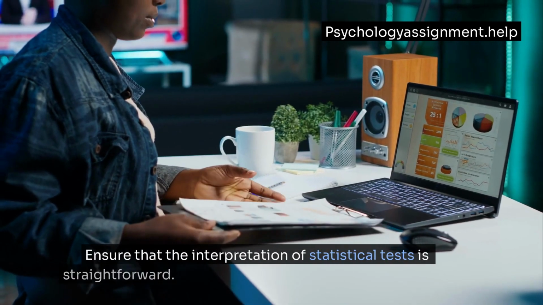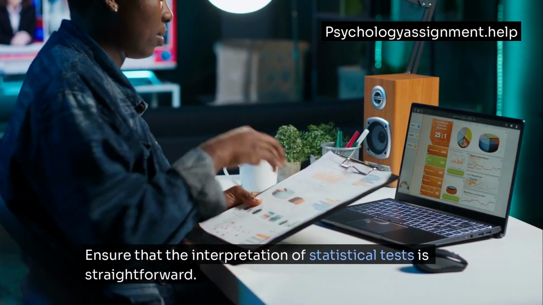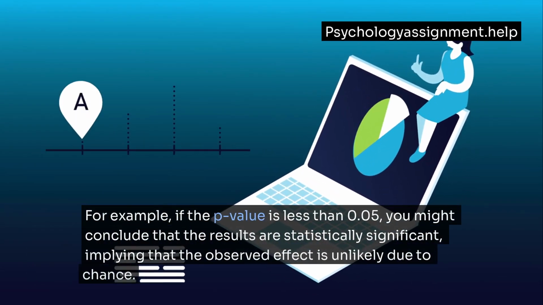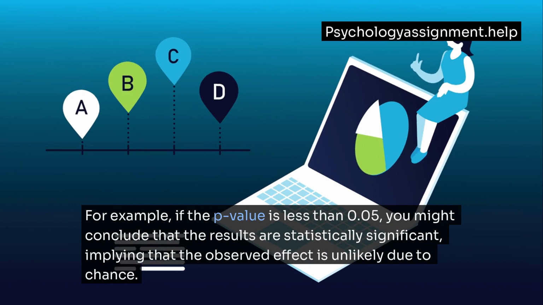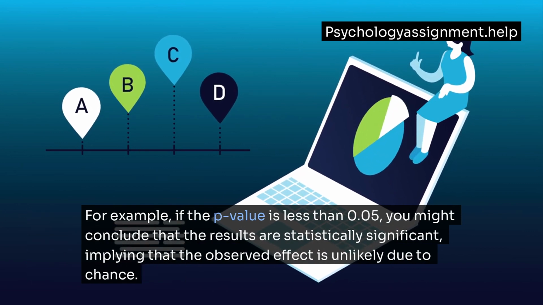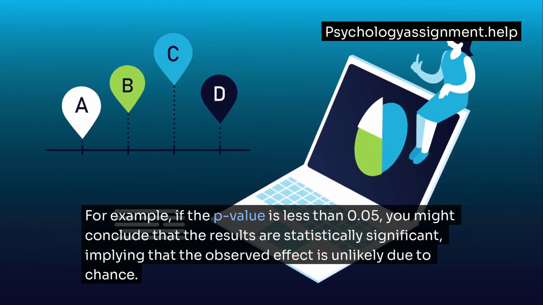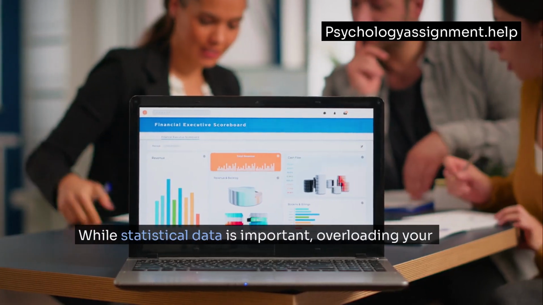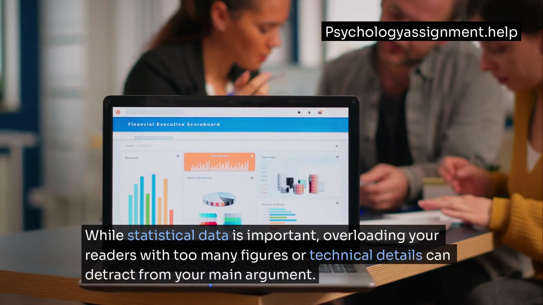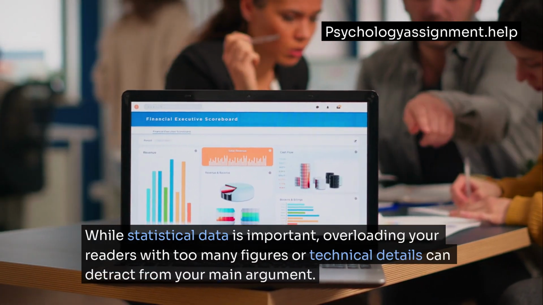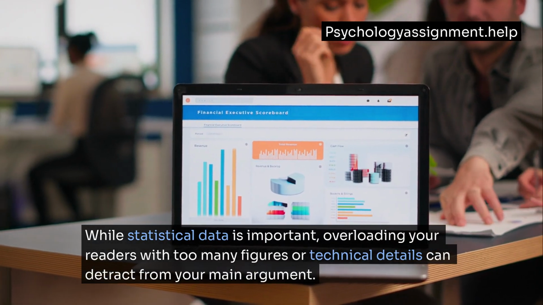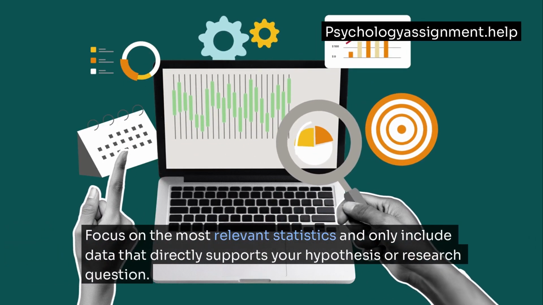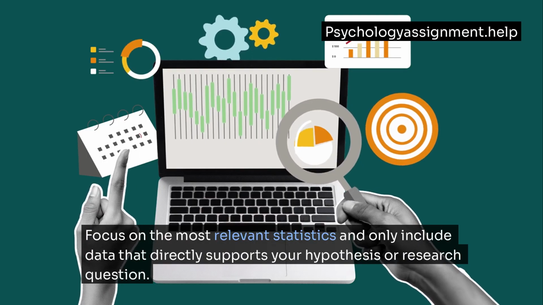Ensure that the interpretation of statistical tests is straightforward. For example, if the p-value is less than 0.05, you might conclude that the results are statistically significant, implying that the observed effect is unlikely due to chance. 5. Avoid overloading with data. While statistical data is important, overloading your readers with too many figures or technical details can detract from your main argument. Focus on the most relevant statistics, and only include data that directly supports your hypothesis or research question.